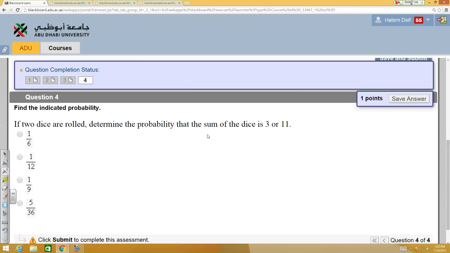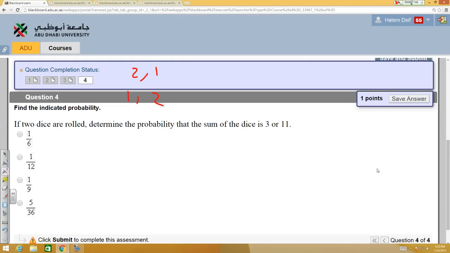Two dice are rolled. Determine the probability that the sum of the dice is 3 or 11. You have two dice rolled, and I want the sum to be 3 or 11. What will make the sum 3? Give me examples. 2 and 1.